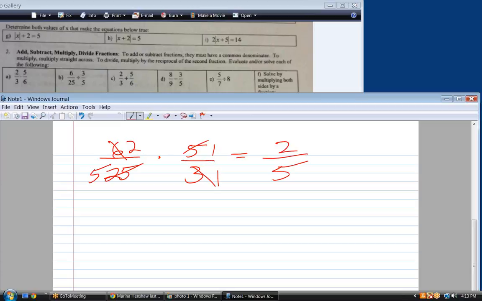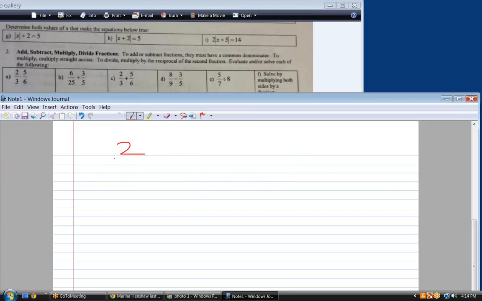How much easier it is? And the beauty of doing that is that you never deal with the bigger numbers. Notice that we never dealt with a number bigger than 5. Whereas had I multiplied straight across, I would have had 30 over 75, much bigger numbers, much harder to reduce to 2/5. Oh, okay.